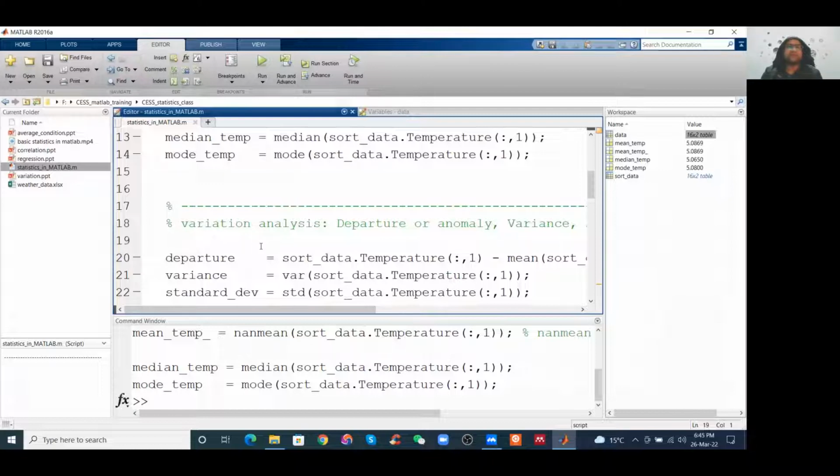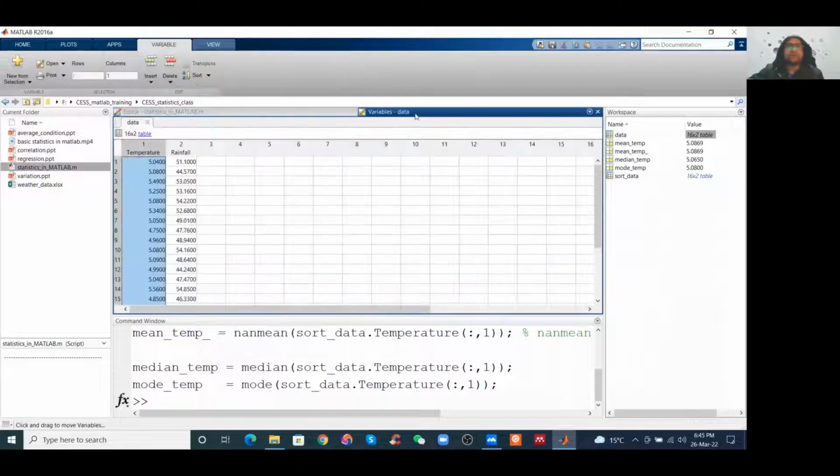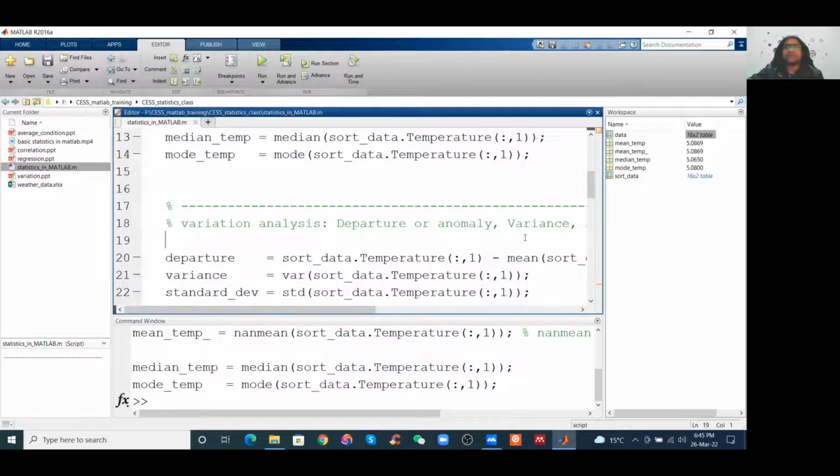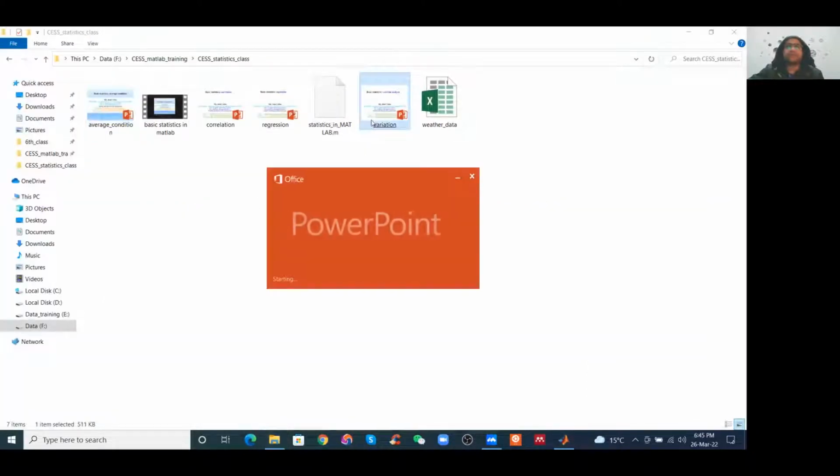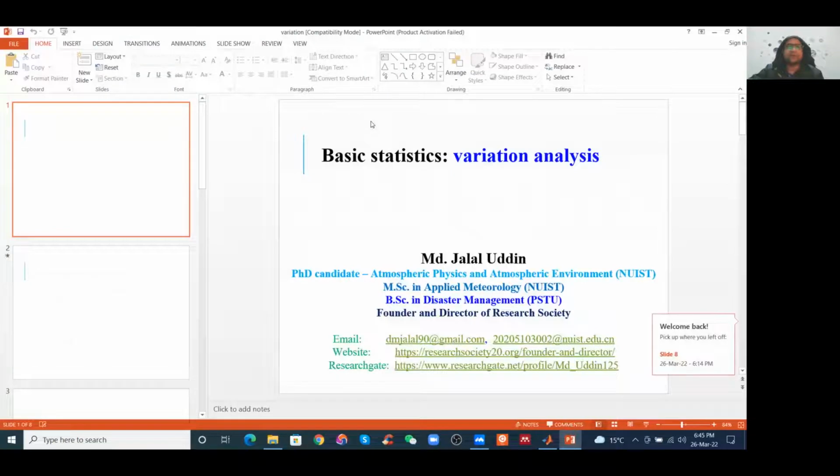Okay, what is the dispersion? What is the dispersion of the data from the mean value? We can use dispersion measures like variance, anomaly, standard deviation, range, minimum, maximum. So let's learn about the anomaly, variance, and standard deviation. Okay, then we can calculate them in MATLAB.